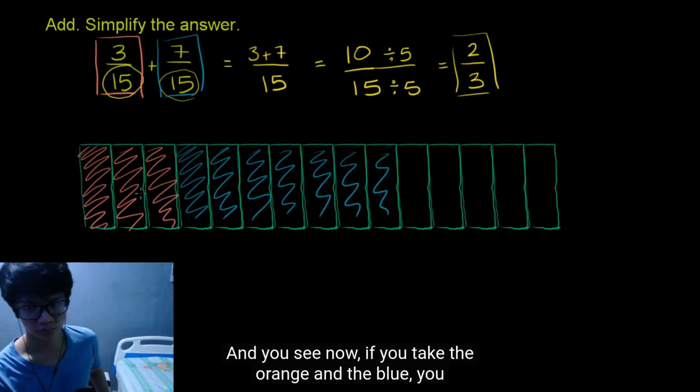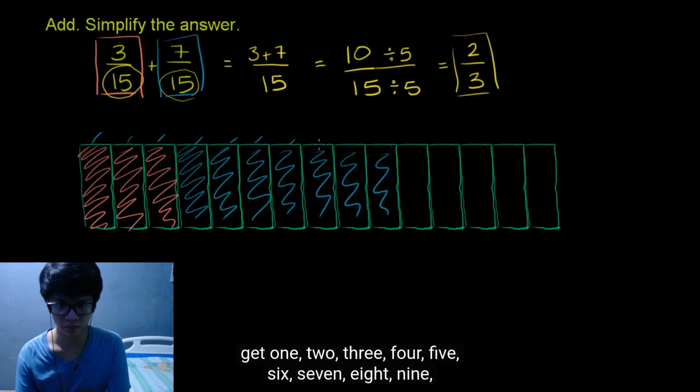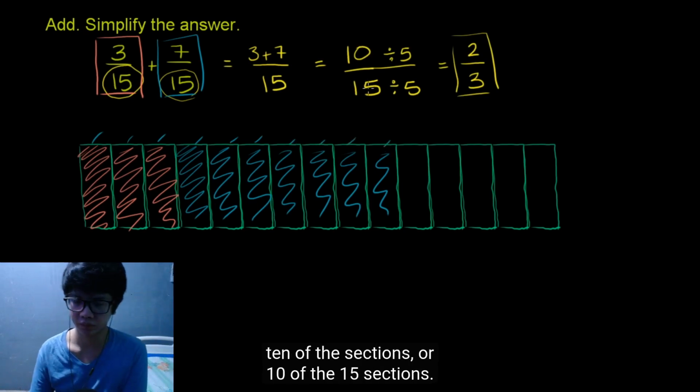And you see now, if you take the orange and the blue, you get 1, 2, 3, 4, 5, 6, 7, 8, 9, 10 of the sections, or 10 of the 15 sections.